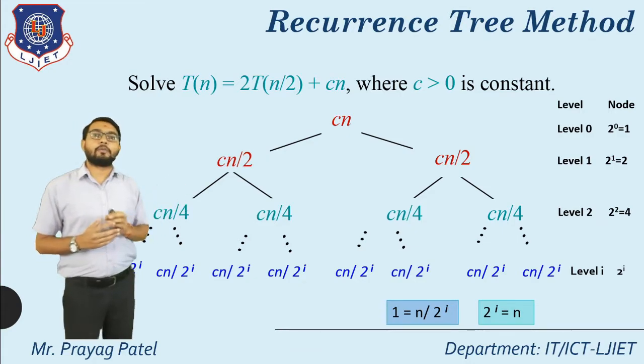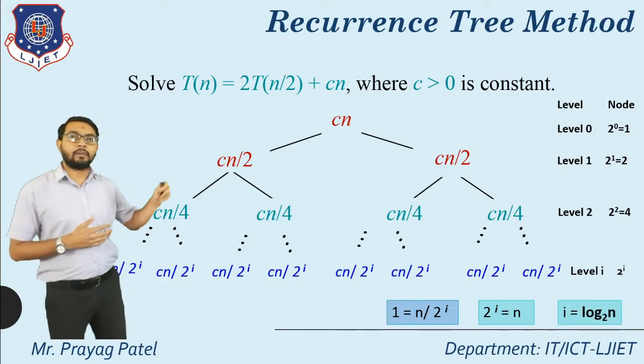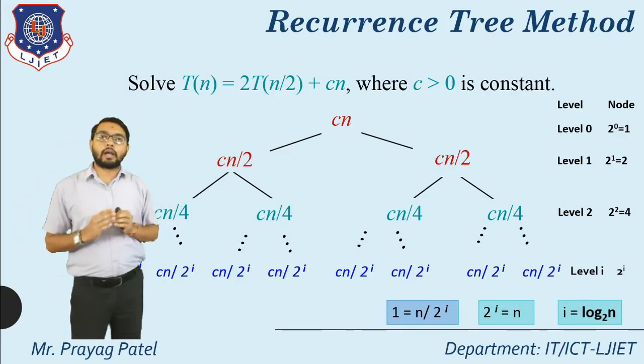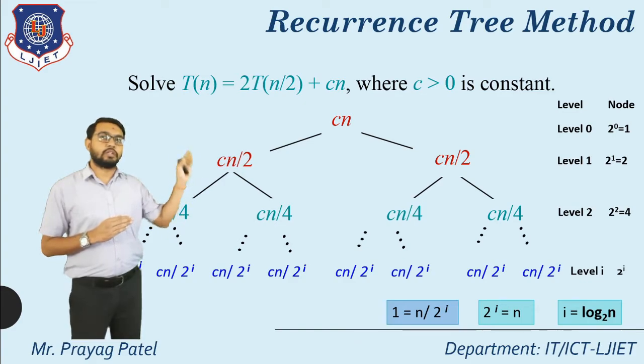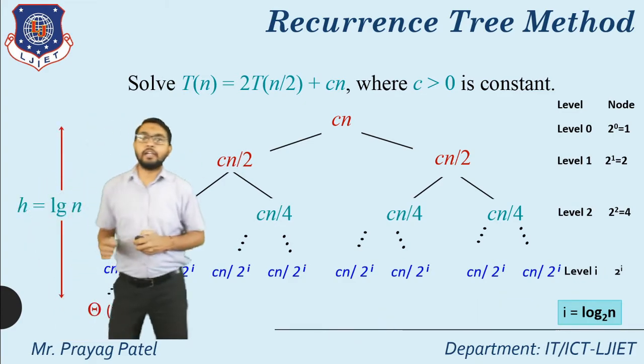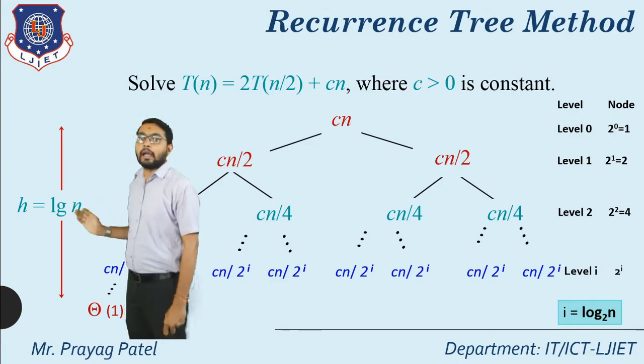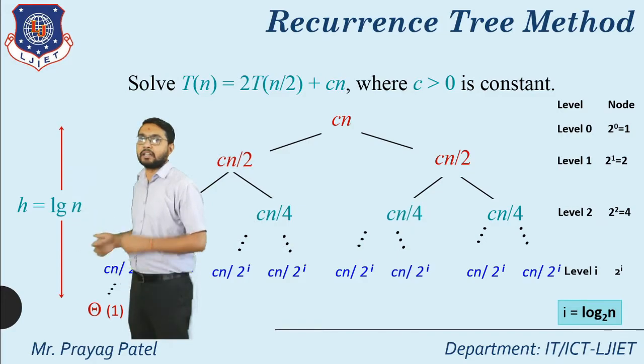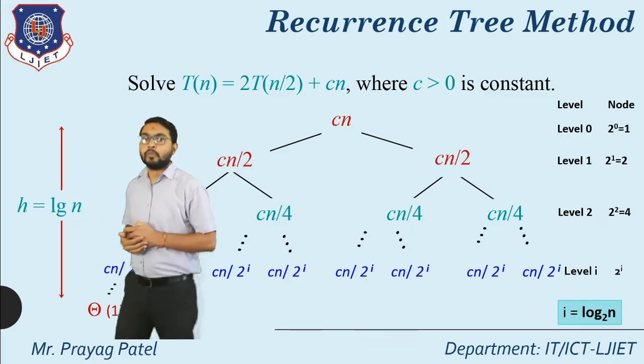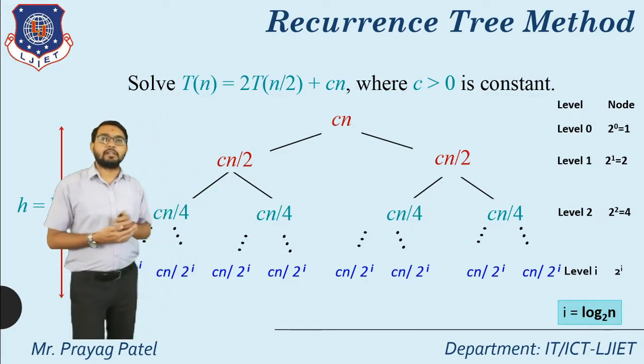Now find the value of I in the form of logarithm. So I equals log N base 2. So this is considered as the height of this tree. H equals height equals log N, meaning log N base 2. LGN means log N base 2. So this is the height of this tree.